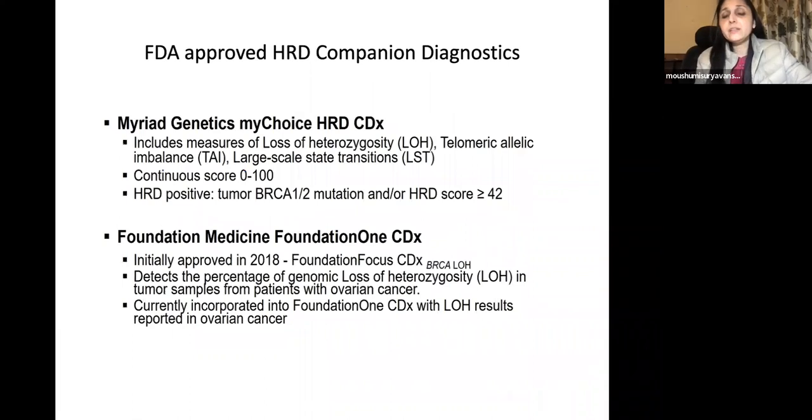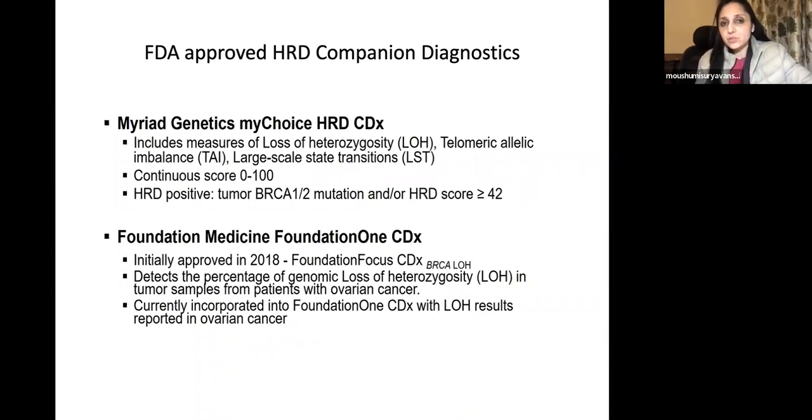So presently there are two companion diagnostic tests which are approved by FDA. One is the Myriad Genetics MyChoice HRD CDx test, which comprises the HRD score, which is a continuous score from 0 to 100, and it includes the loss of heterozygosity, telomeric allelic imbalance, and large-scale state transitions, as already mentioned. So here the cutoff score of greater than 42 is taken as positive.